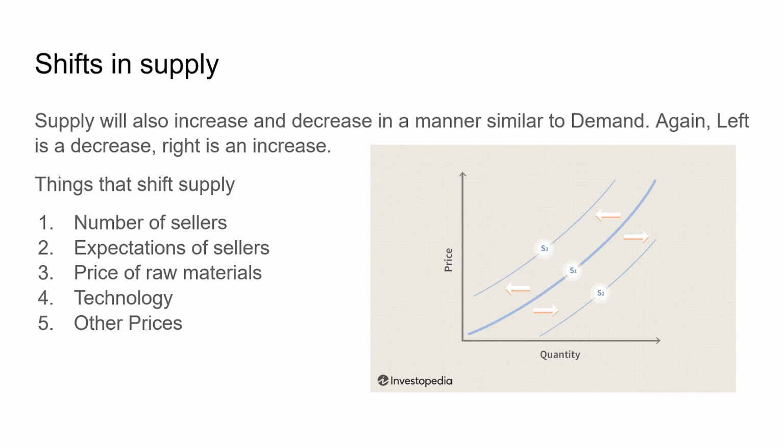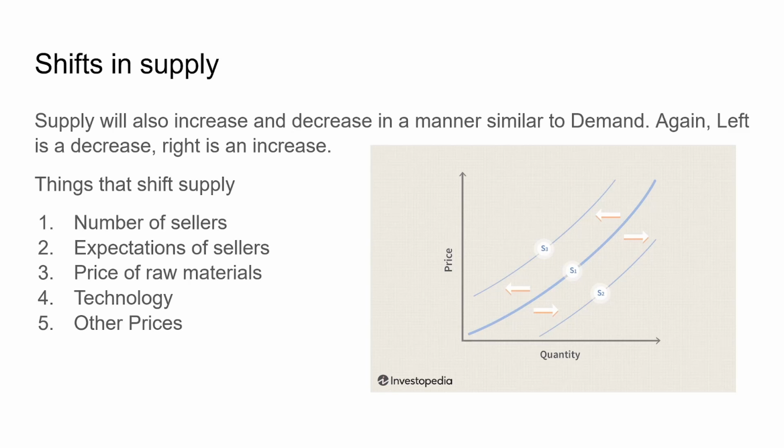Supply can also shift. Again, right is an increase in supply because there's more quantity being made, whereas left is a decrease in supply because there's less quantity being made. Things that shift supply: number of sellers on the market. Fewer sellers means there's less production capacity. Expectation of sellers, how much they expect to sell. The price of raw materials.